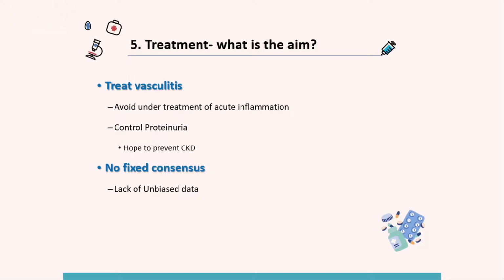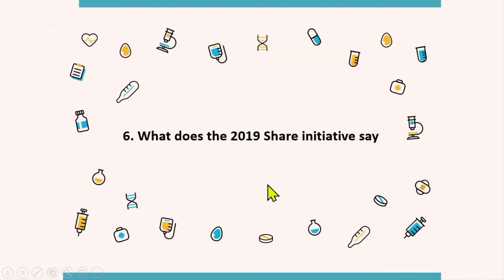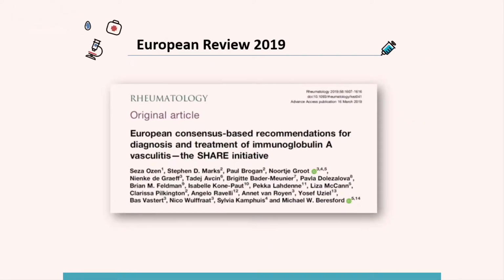Now, what is the aim in the treatment of IgAVN? Of course, we want to manage the vasculitis. We don't want to undertreat the potential reversible acute inflammation. We also want to control proteinuria and prevent chronic kidney diseases. However, there's no fixed consensus yet because of the reasons that I've said to you. Now, let's look at the SHARE initiative. So this is the SHARE initiative that we've been discussing.